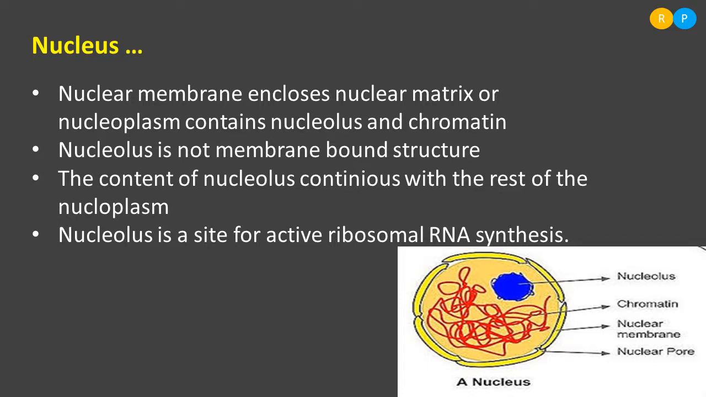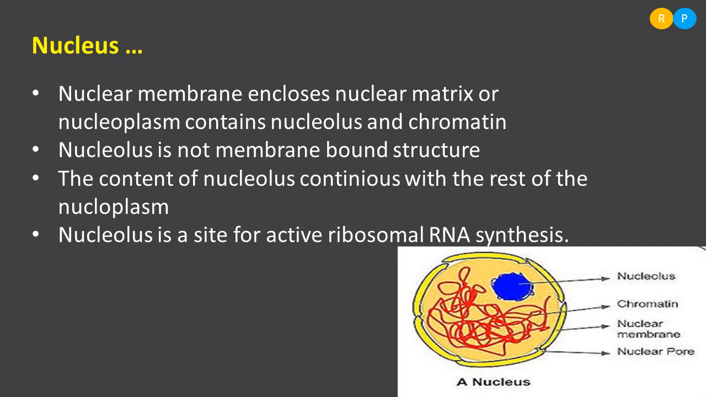What is the function of this nucleolus? Why is it present in the nucleoplasm region? So nucleolus is a site for active ribosomal RNA synthesis. So RNA synthesis actually takes place in the nucleoplasm. So this is one function we can find in the nucleus. So nucleolus is the site for active ribosomal RNA synthesis. So these are the structures that can be found within the nucleus.